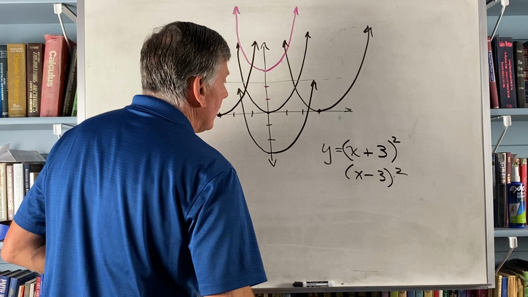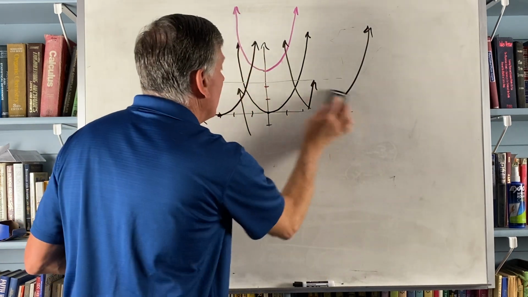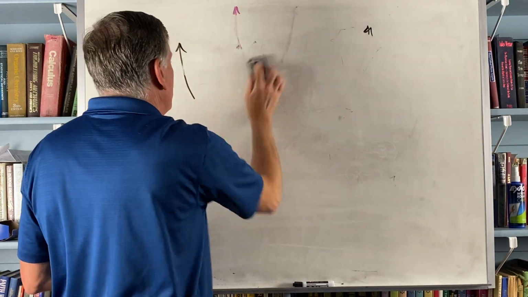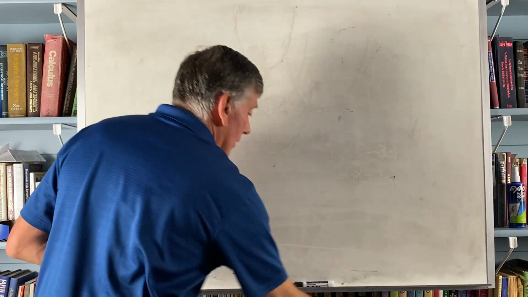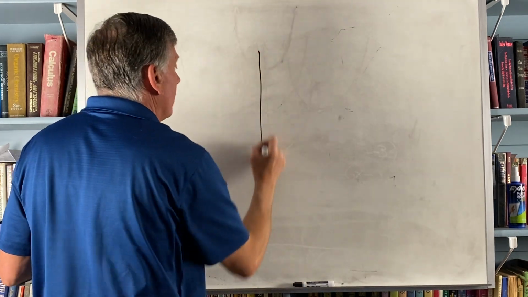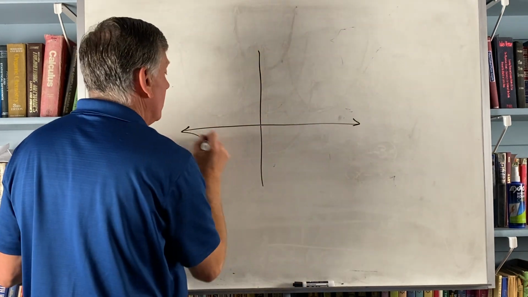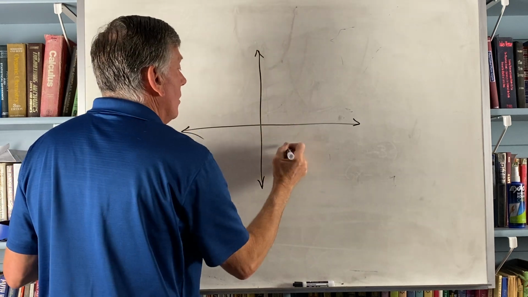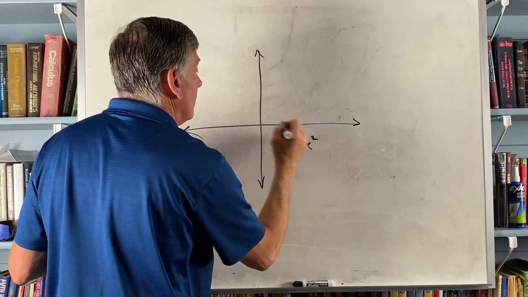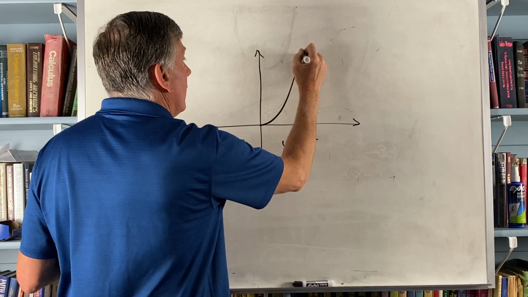One final thing I want to talk about is shrinking and expanding. Here's my x squared parabola again. Y equals x squared. That's right. Like that.